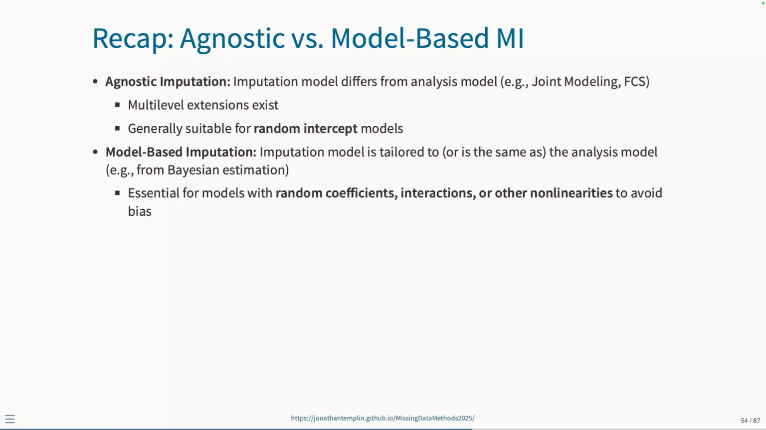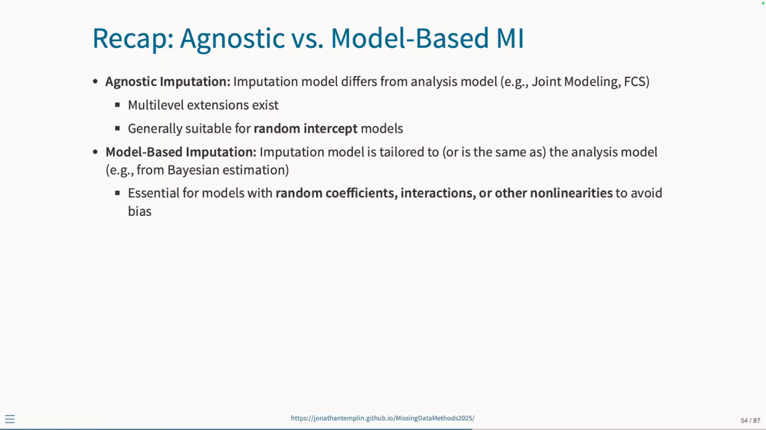So let's talk a little bit about multiple imputation strategies in the next couple minutes. Here, we're going to talk about agnostic versus multi-level based or model-based multiple imputation. In what we've done today, the set of models that work the best with agnostic, again, is the random intercept models. Random intercept models are nice because they only have that random component for the intercept, and the random slopes are assumed constant across people.